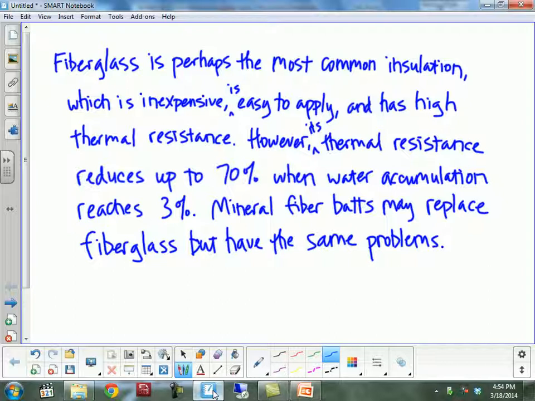This one says, fiberglass is perhaps the most common insulation. Should say type. Most common insulation type, which is inexpensive, is easy to apply, and has high thermal resistance. However, its thermal resistance reduces up to 70% when water accumulation reaches 3%. Mineral fiber bats may replace fiberglass but have the same problems.